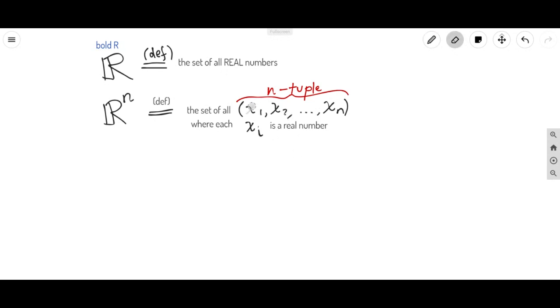Do you mind giving an example? And the coordinates that make up this n-tuple are real numbers.